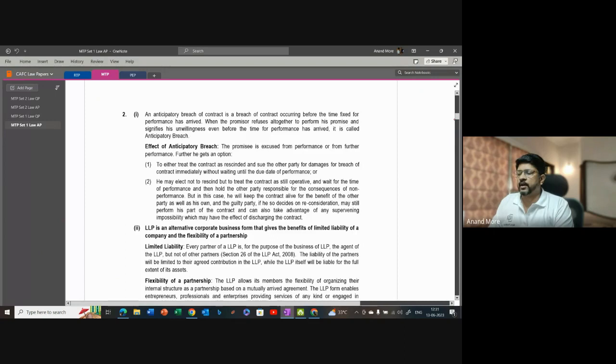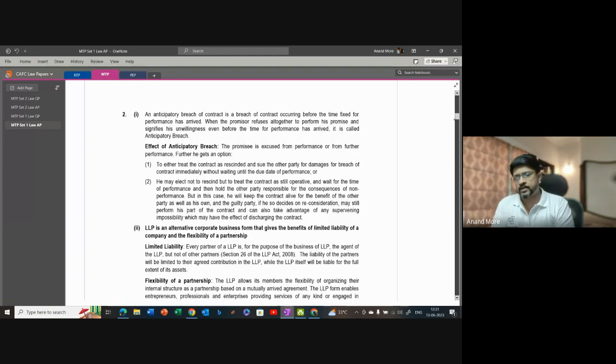Anticipatory breach of a contract is a breach of contract occurring before the time fixed for the performance has arrived. Okay, it is in advance. When the promisor refuses altogether to perform his promise and signifies his unwillingness even before the time for performance has arrived, then it is called anticipatory breach. Here they have not given any example.